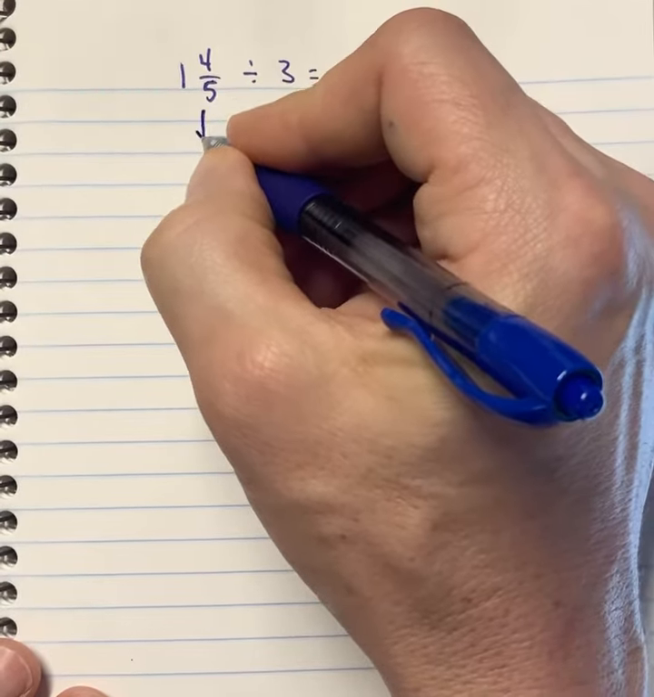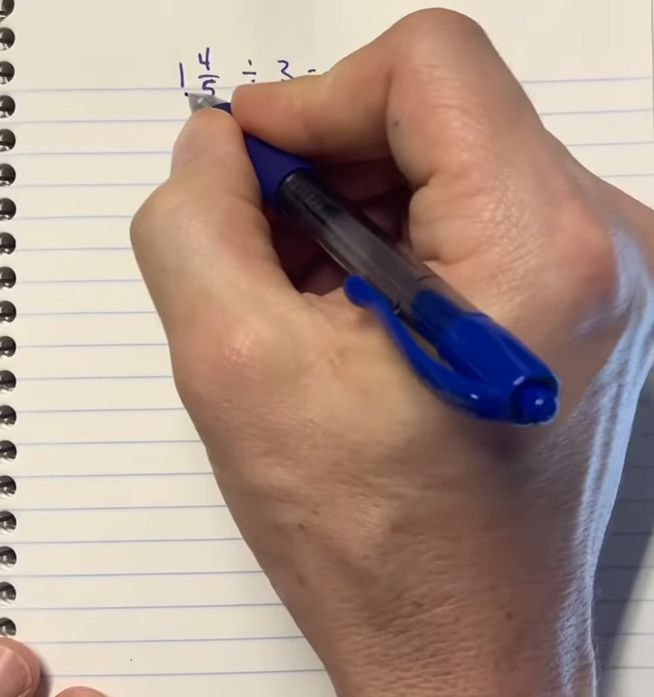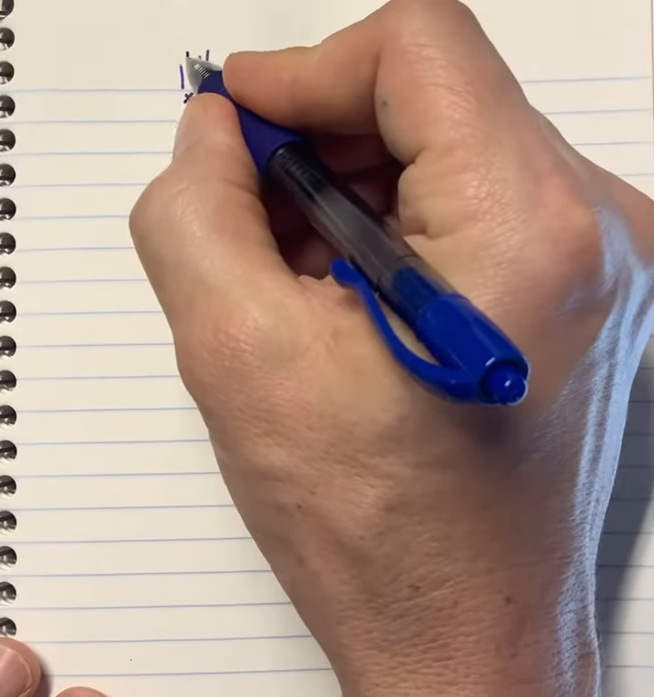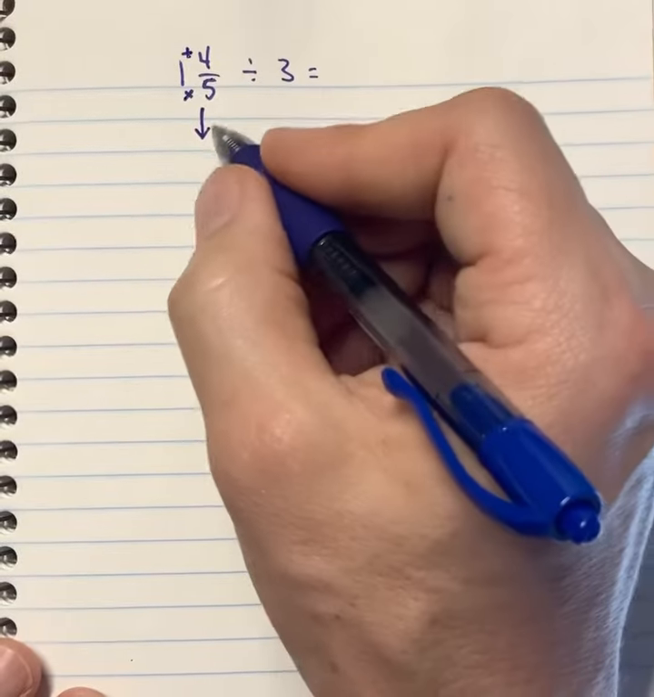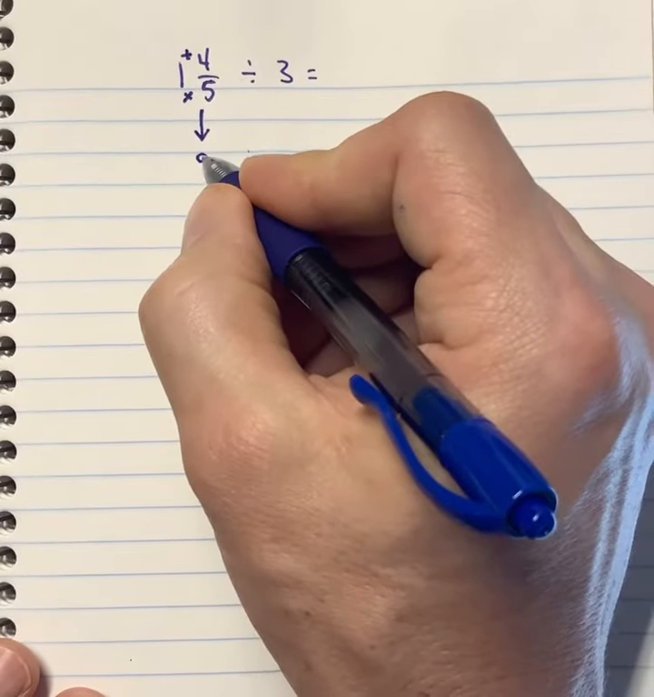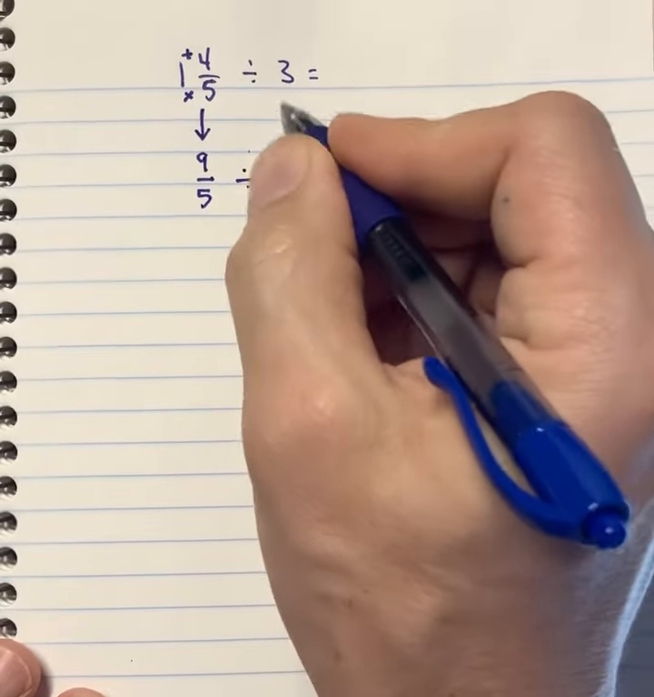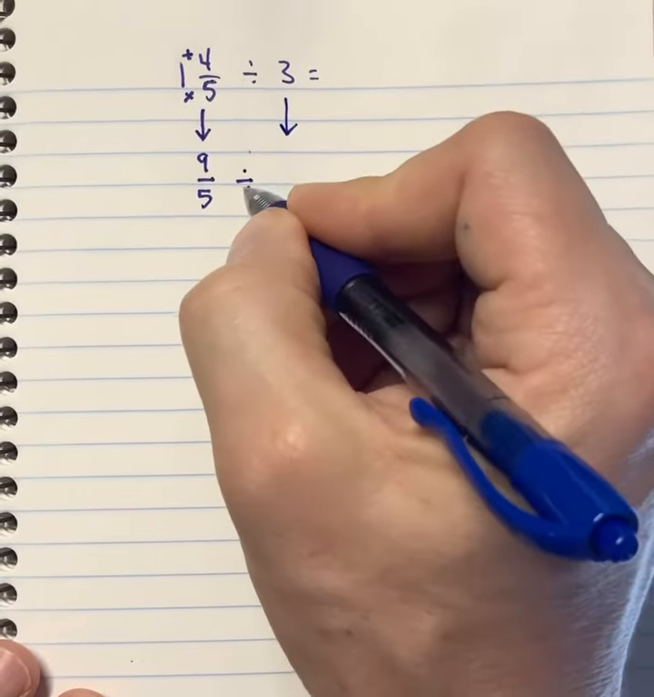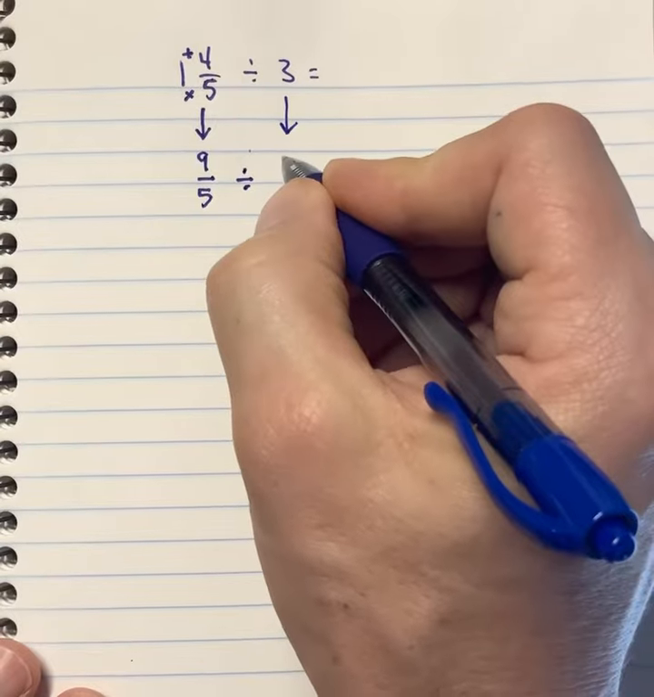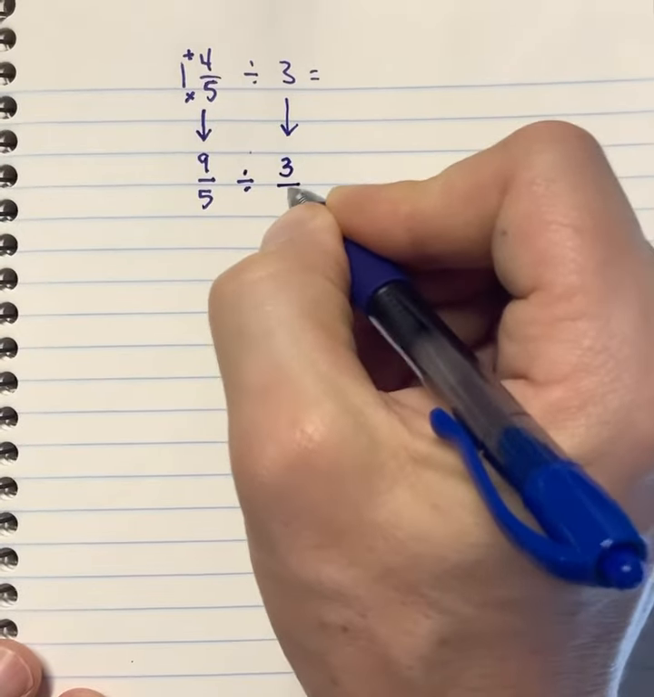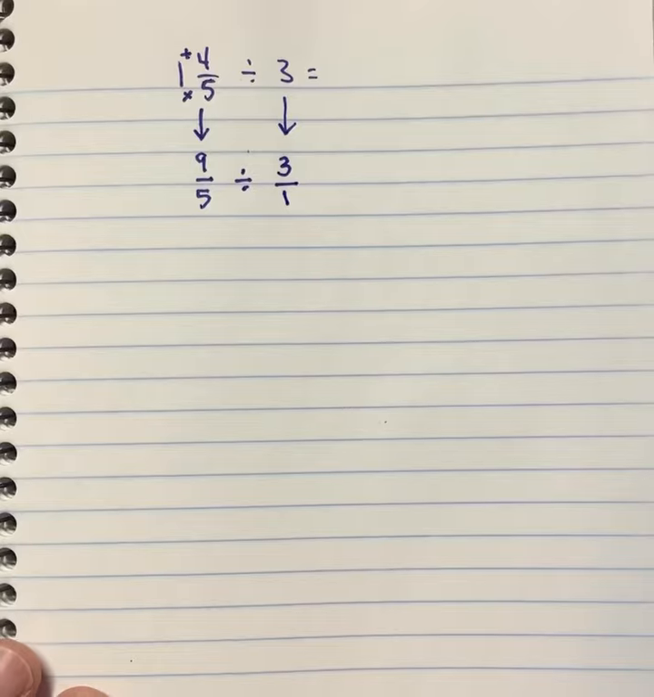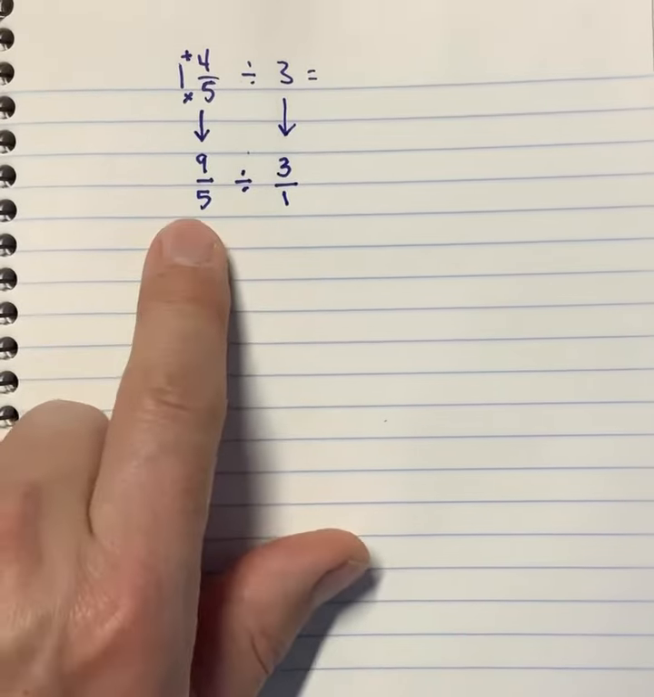So the first thing we're going to do is get rid of the whole numbers. To do that, we're going to change this mixed number into an improper fraction. 5 times 1 plus 4 is 9. And the denominator stays the same. And that's going to be divided by this 3, but I needed this 3 to be a fraction as well. To turn any whole number into a fraction, we just put it over 1. Now I have a division with two fractions.